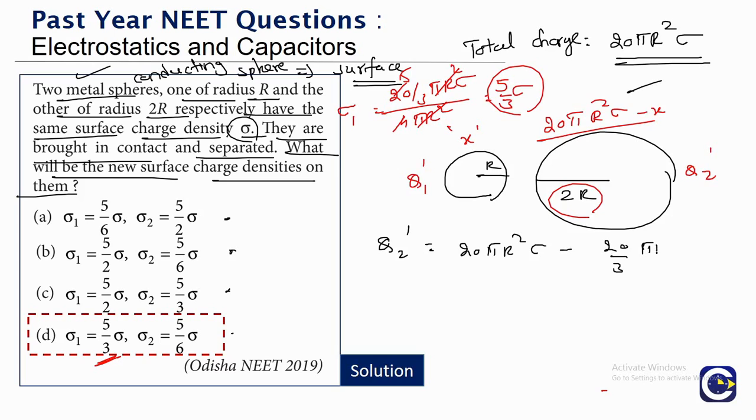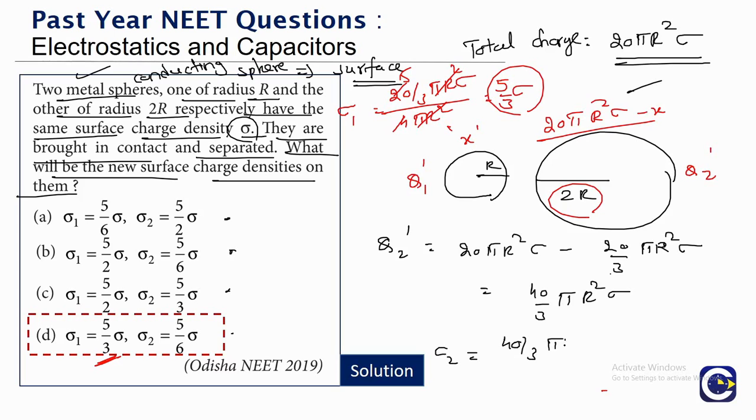20 by 3 pi r square sigma. What is it? Take an LCM. 3 20s are 60. 60 minus 20 means 40. So 40 by 3 pi r square sigma. That is the charge. So the charge density here, sigma 2, will be equal to what?